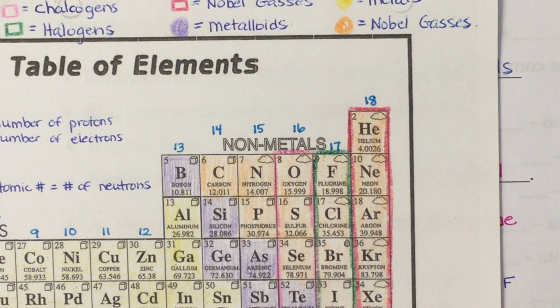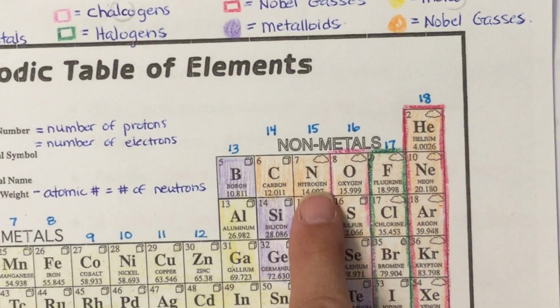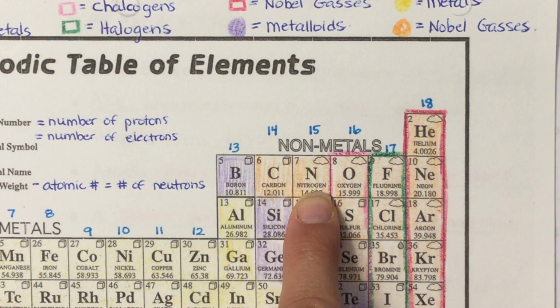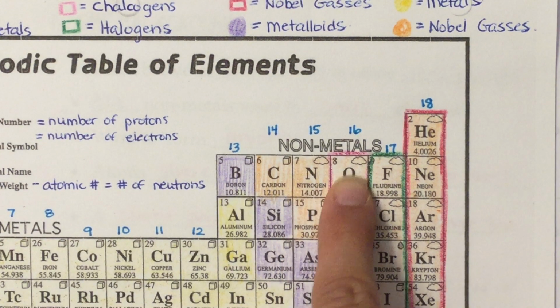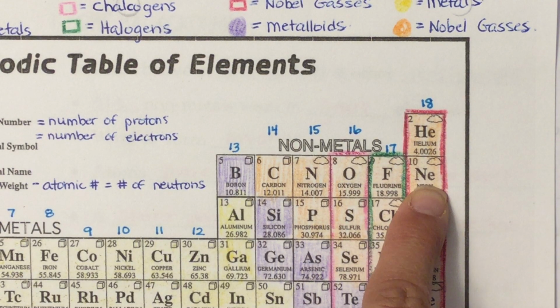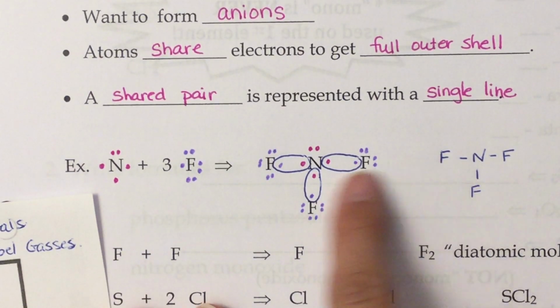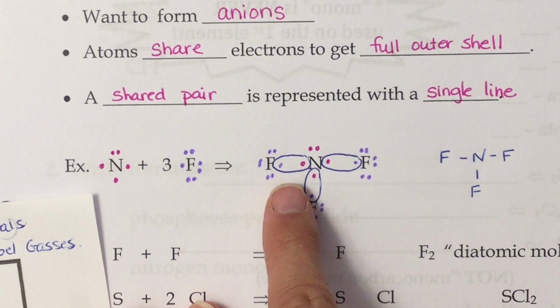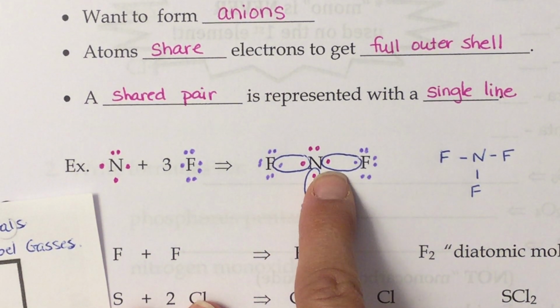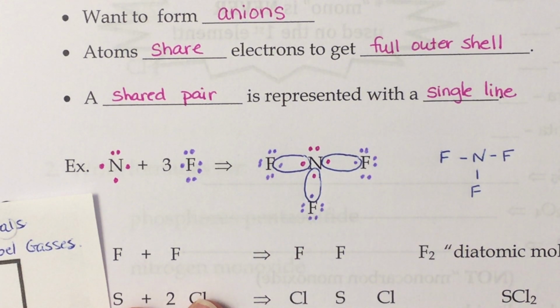What was the other one we had? Nitrogen. Nitrogen is right here. It wants to become like neon. It needs 1, 2, 3 more valence electrons to become like neon. So if we look here, nitrogen needed 1, 2, 3 electrons in order to become stable.